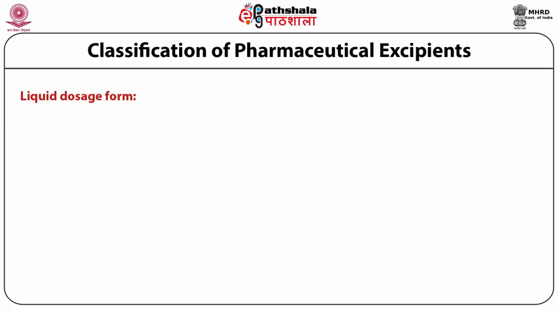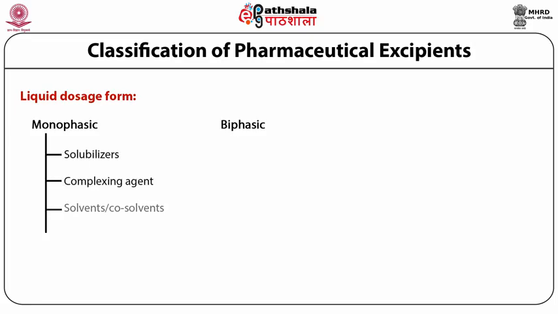In liquid dosage forms, two categories are available: monophasic liquids and biphasic liquids. For monophasic liquid forms, solubilizers, complexing agents, solvents or co-solvents, and anti-foaming agents are incorporated.